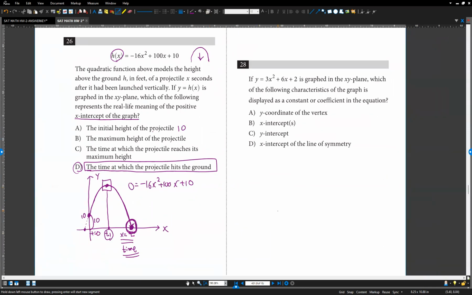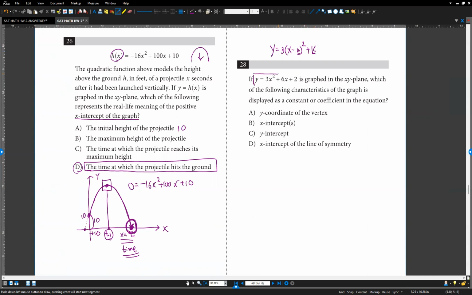We have a standard equation of quadratics: y equals 3x squared plus 6x plus 2. That is the standard form. This is the vertex form: y equals a times (x minus h) squared plus k. That is the vertex form. H and k is the vertex.